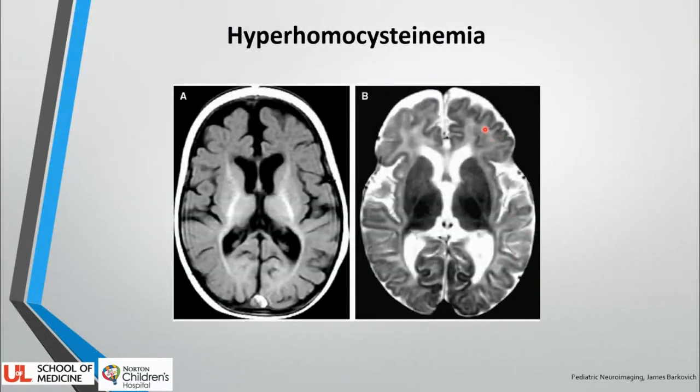T2 image on the right shows abnormal bright signal involving the white matter with corresponding dark signal on this T1 weighted image on the left. There is some sparing of myelination in the internal capsule and optic radiation.